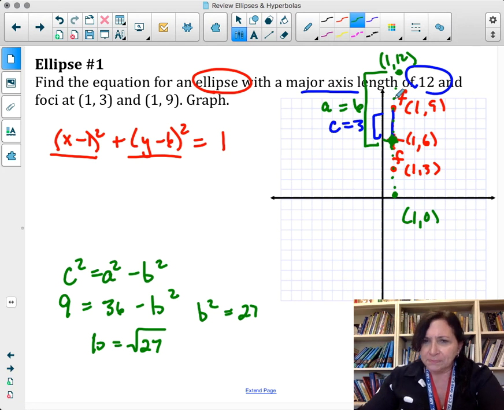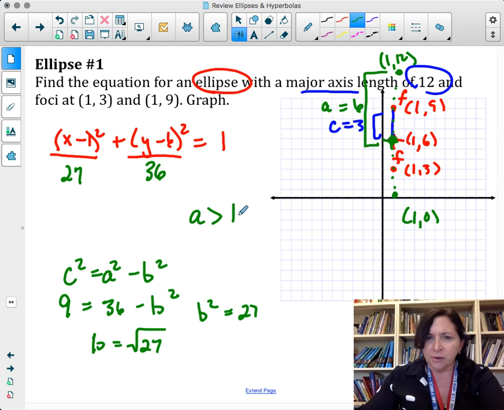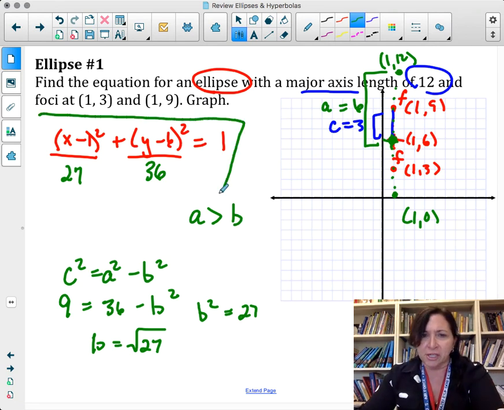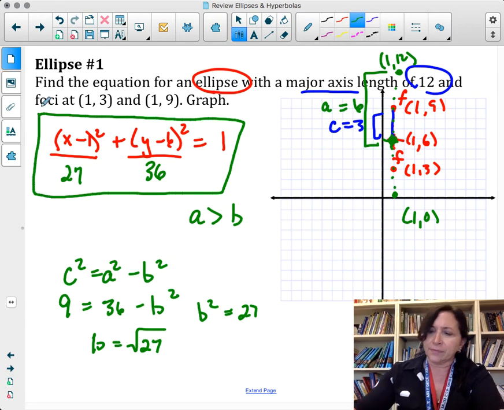So remember that if I went up 6 units on the y-axis, a squared is 36, and that's my major axis. My b squared value is going to be 27, and that's going to be right here. Because remember, a is greater than b for an ellipse. Okay, so my standard form for my equation is this right here.